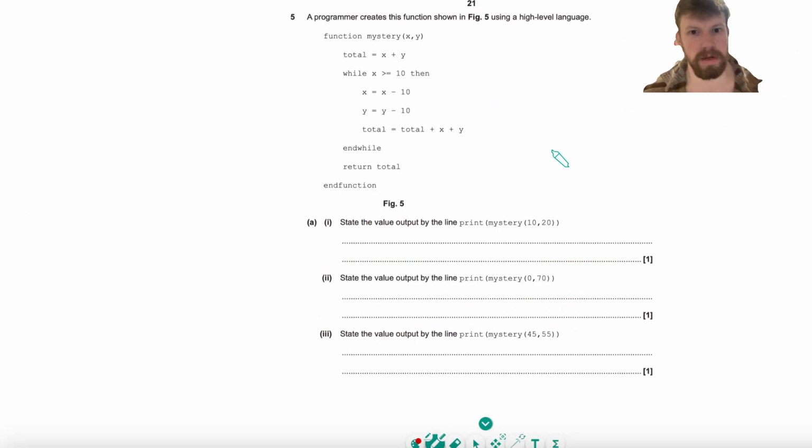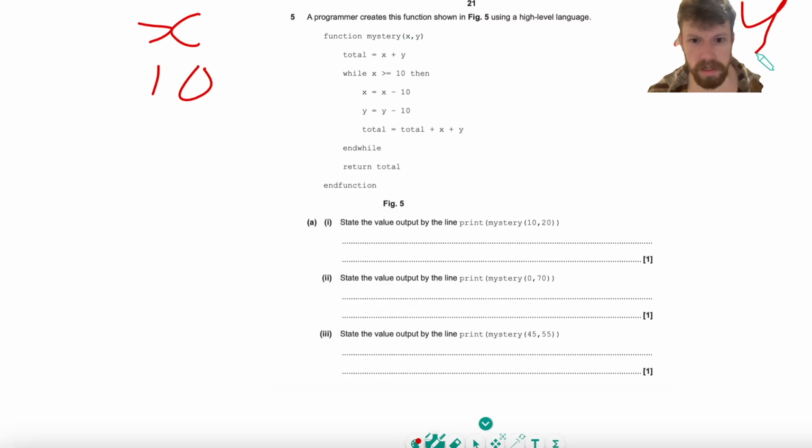Right, part 2. So what we've got here is we're going on to functional programming, which is where we have to look at this program and then essentially work out what it is that it's going to output if we put these values in as parameters. Now, with functional programming, in this case, it's going to take 2 parameters, where x is going to be 10 for the first one, and y is going to be 20.